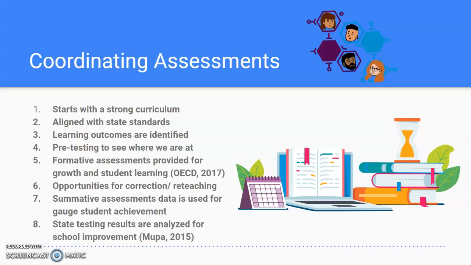Number 7, we're going to give the summative assessments, where we look and see if all the formative assessments have added up to that goal of getting the student achievement where we want. And that's going to come into state testing, where we're going to look and see if our kids are meeting those benchmarks, if they're in those higher levels of 3 and 4 that the state wants to see.